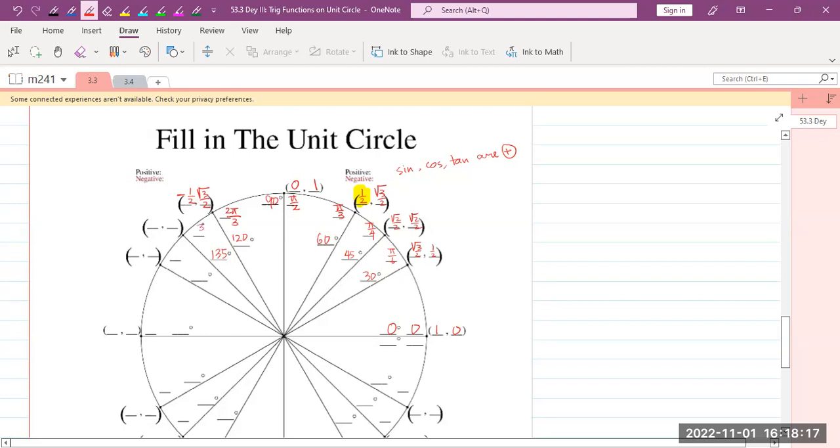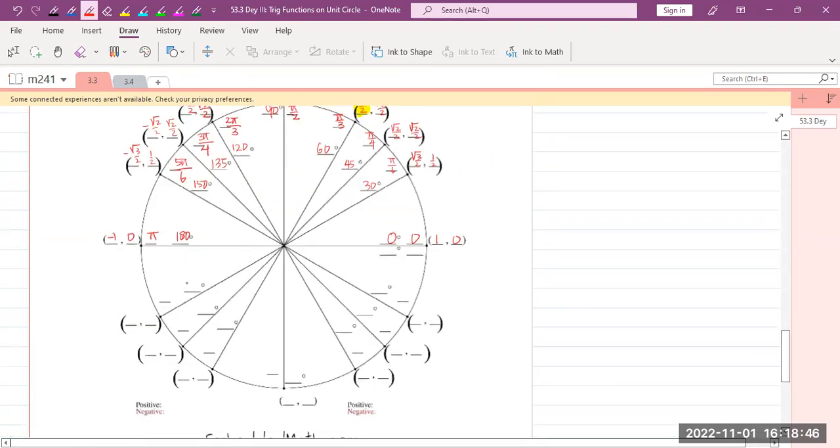The radian of 135 degrees is 3 pi over 4. This is negative radical 2 over 2, radical 2 over 2. 150 degrees: the radian is 5 pi over 6. The coordinate is negative radical 3 over 2, comma 1/2. 180 degrees: the radian is pi, the coordinate is negative 1, comma 0.